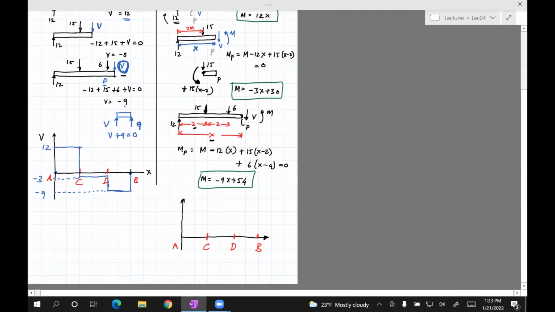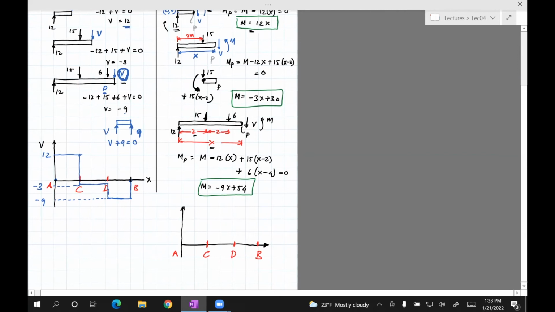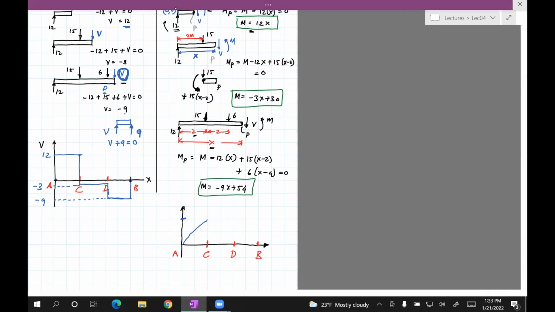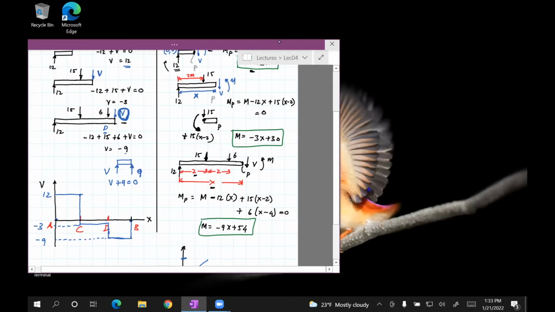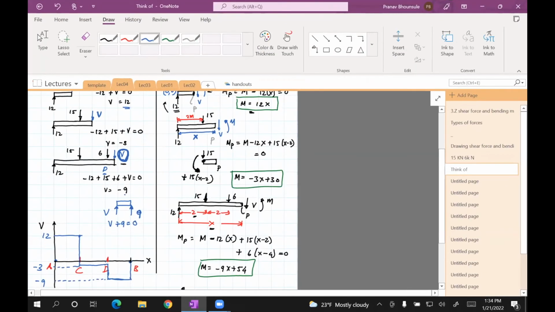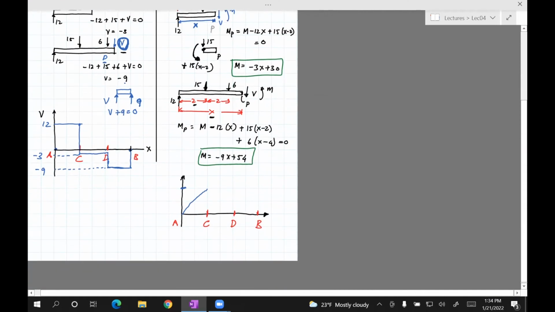Okay. So what I do now is I look at the first equation, M equals 12x. That's saying that as x goes from 0 to 2 meters, the moment M will go from 0 all the way to 12 times 2, which is 24. So I should have, I'm having a hard time with this software. That's 24. And this equation here is M equals 12x.